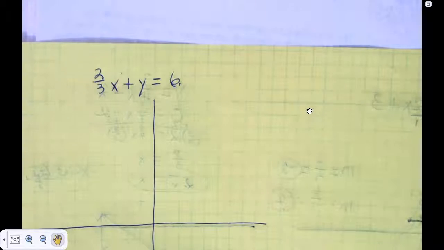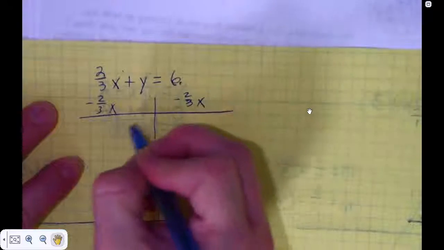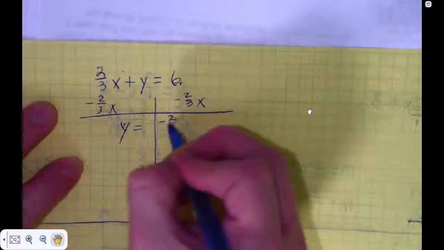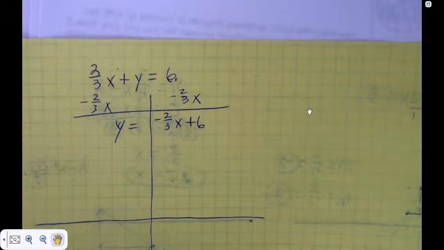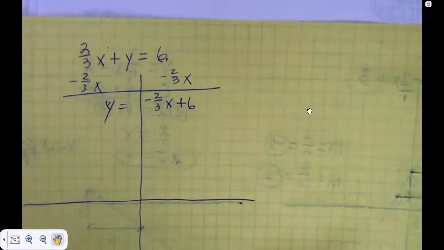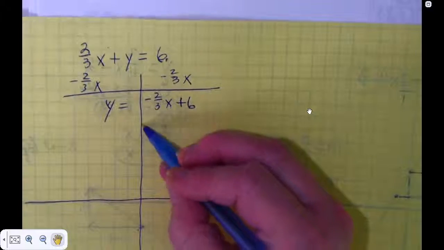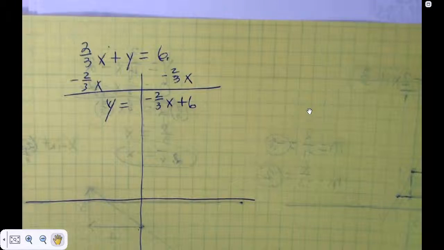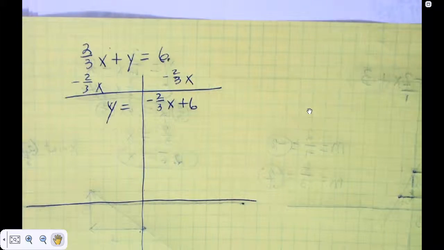Subtract 2/3 x. So all I have to do is subtract 2/3 x from both sides. So y equals negative 2/3 x plus 6. And then I'm ready to go graph it. Go graph it. No, not on calculator. On your paper.